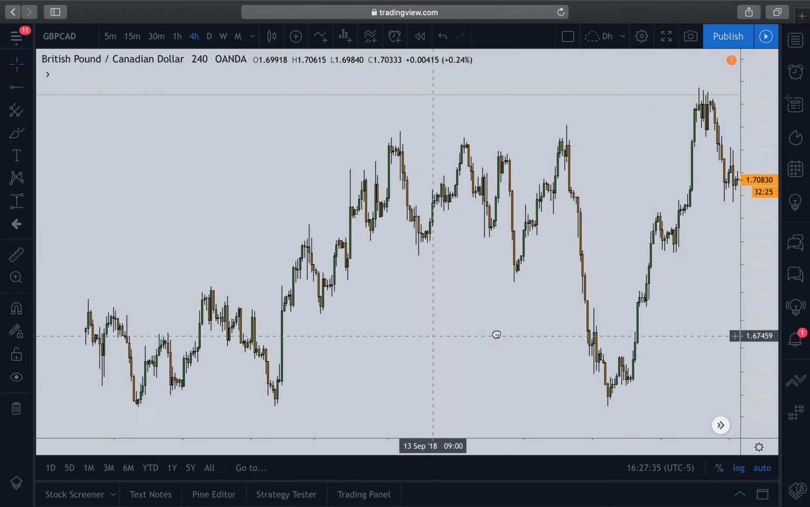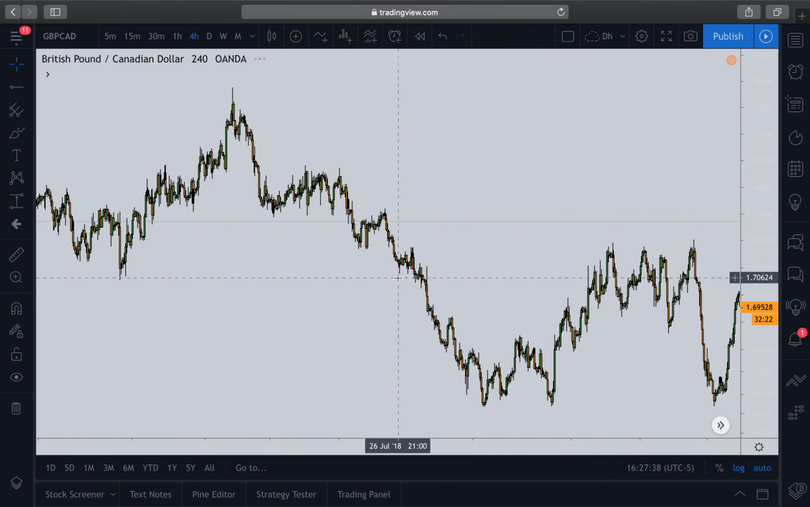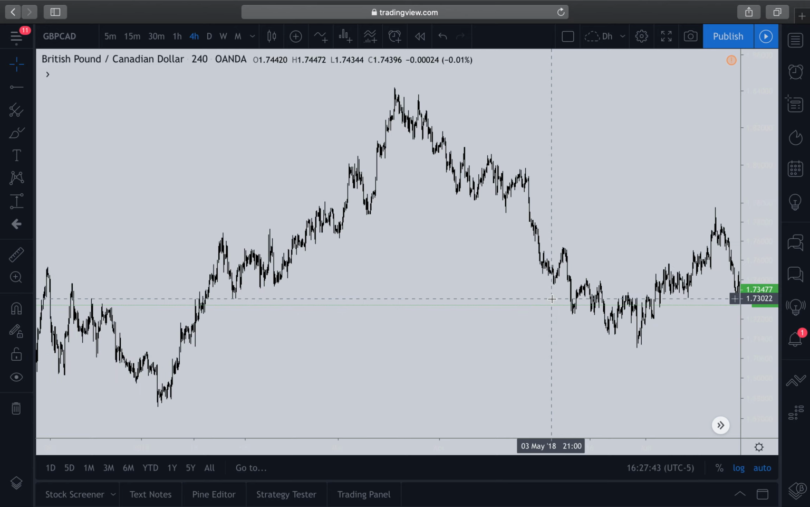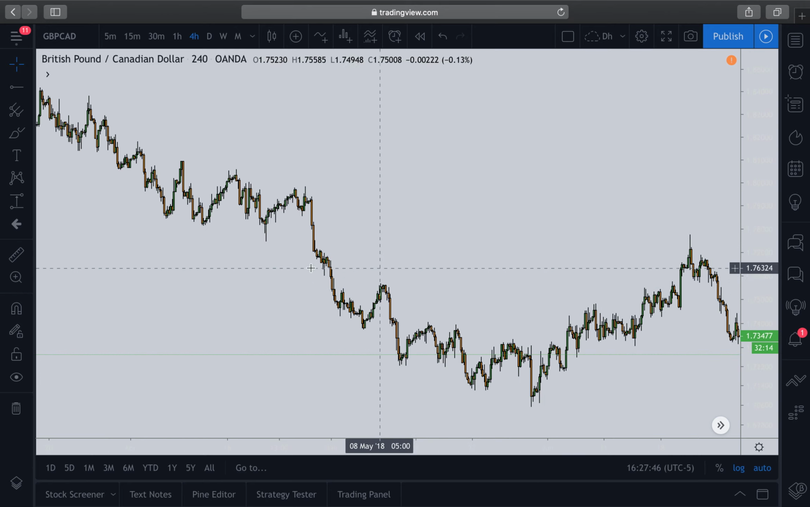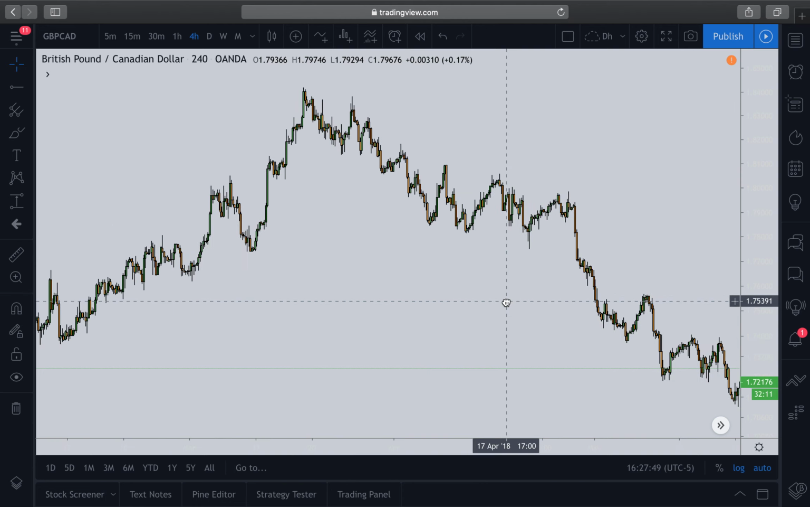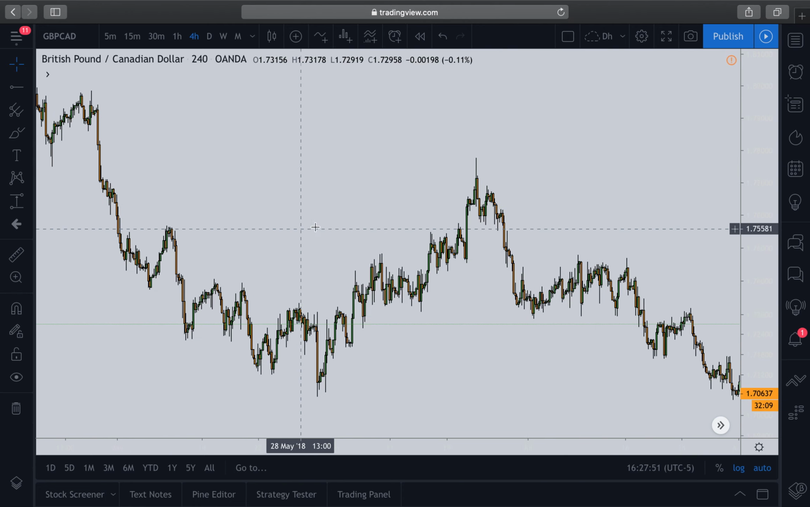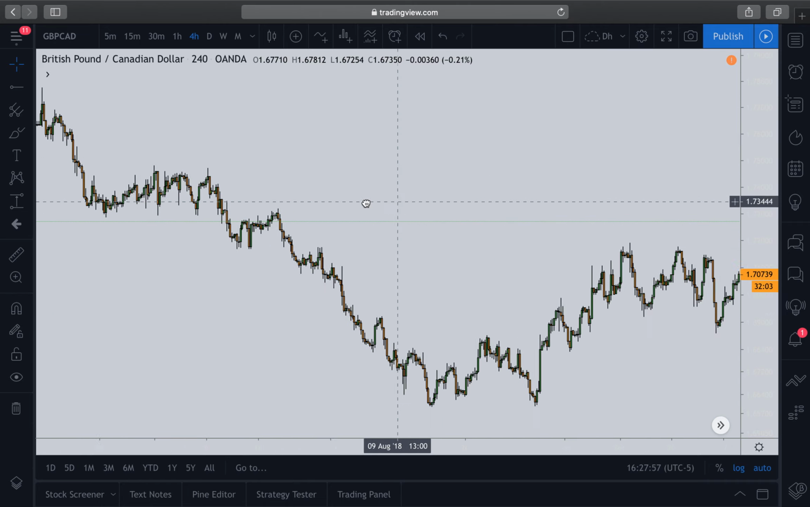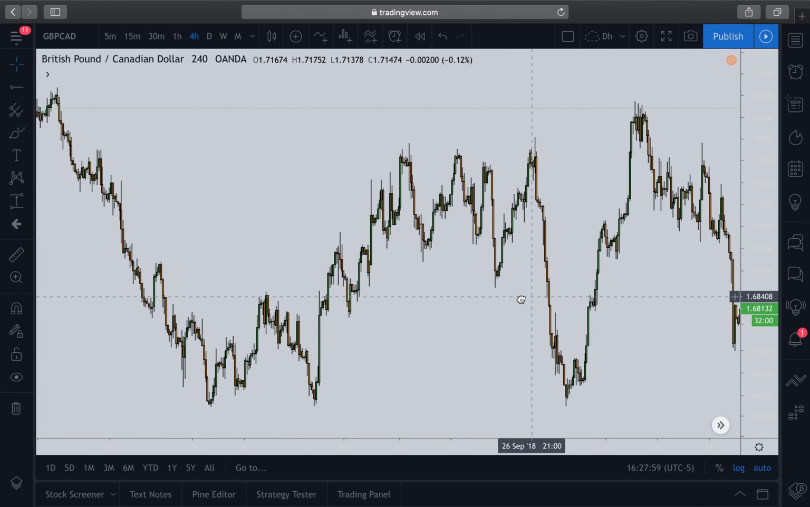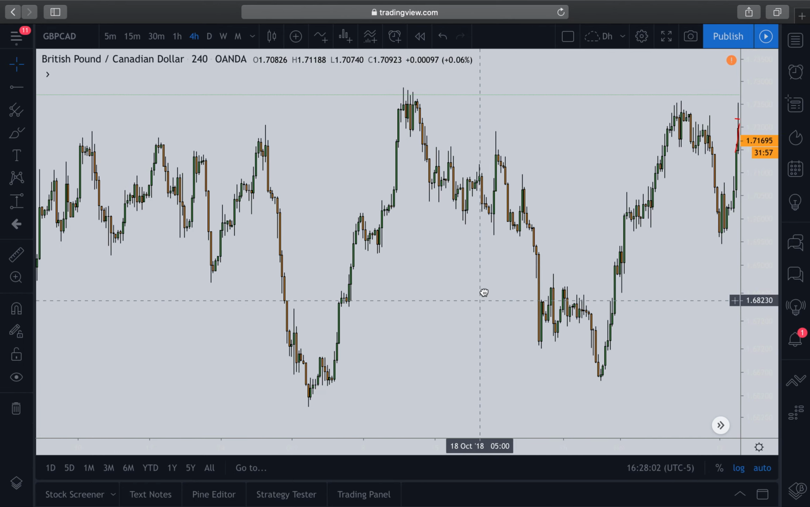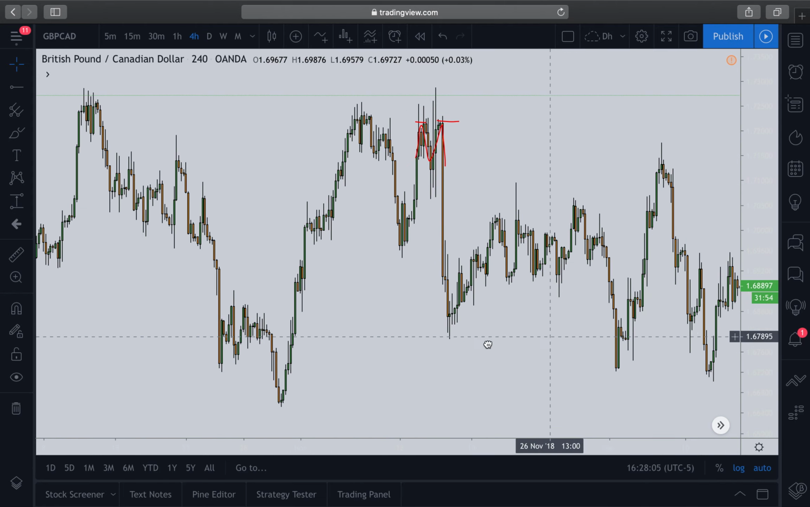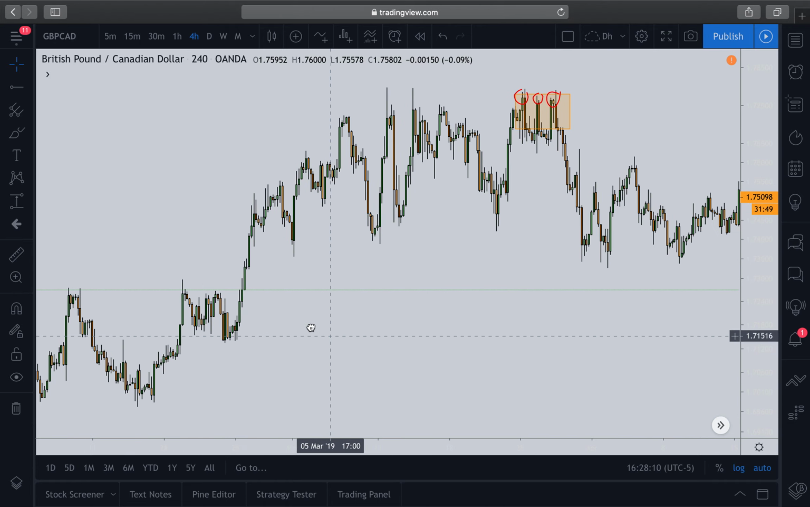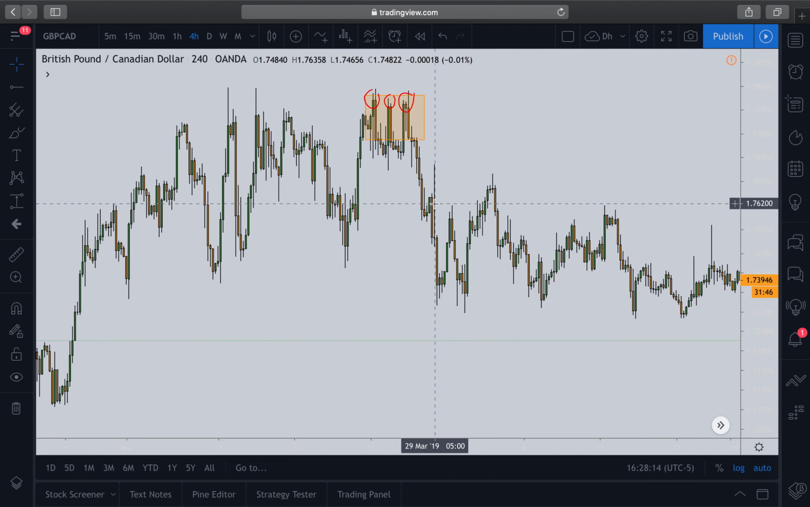Let me see if I can find one more. Yeah, some of these examples are not that solid on GCAD either. But nonetheless, that's pretty much how these patterns look. All right. So next, we done went over the sell setups. Let's go look for some more of these buys.